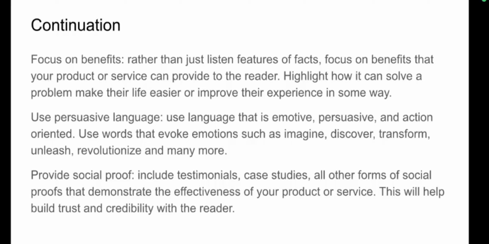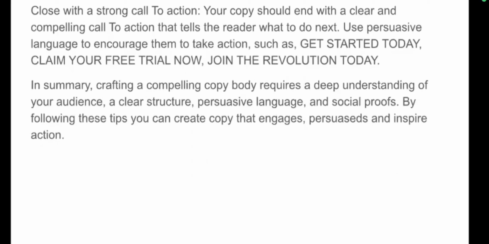Show proof of people who have used your product and how their life became better afterwards. Include testimonials, include case studies, and all other forms of social proof that demonstrate the effectiveness of your product or the service you're rendering. This will help build trust and credibility with the reader. So you want to put testimonials of people who have used your product and how they felt, people you have rendered your service for and how they felt. This helps you build credibility with the reader.